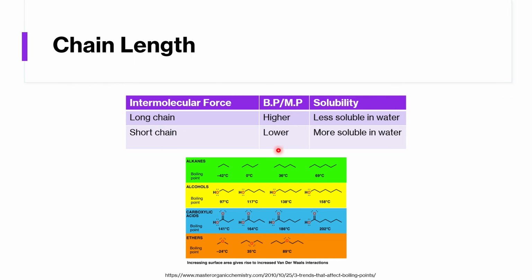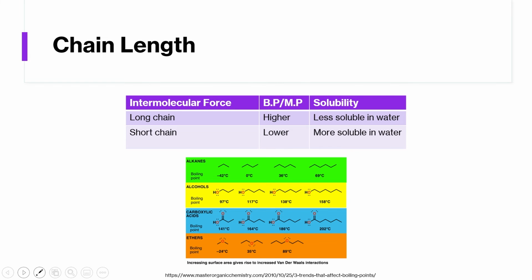So there's our relationships there. Long chains have higher melting and boiling points. Short chains have lower melting and boiling points. And there's a few stats here for comparison. When we're looking at solubility, longer chains make substances less soluble, even if there is a polar component, a polar functional group. And shorter chains allow that polar functional group to actually dissolve in water effectively and make the substance more soluble.